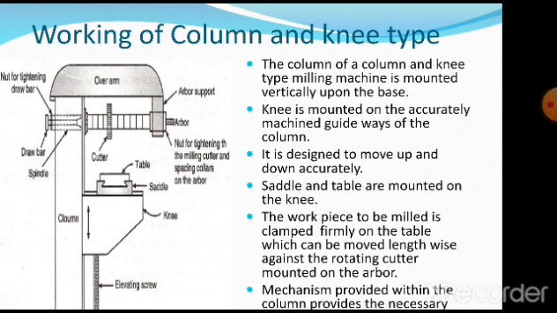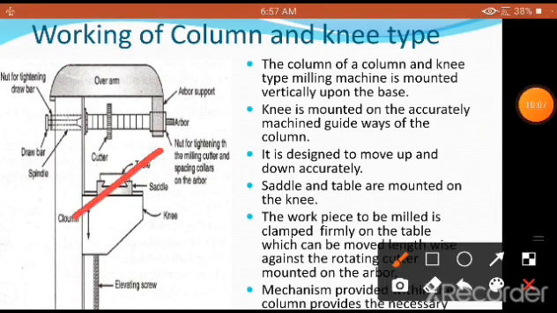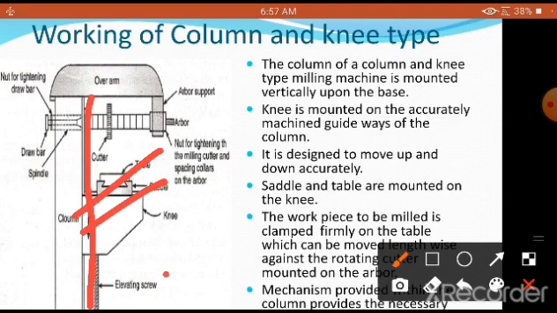Here the column of a column and knee type milling machine is mounted vertically upon the base. The column is always vertical. This is a vertical column and it is provided with the guideways at its front. The main objective of providing the guideways is to give the movement to the knee.